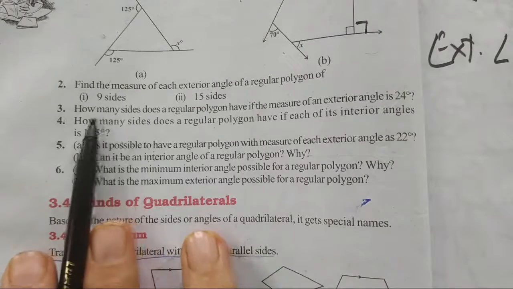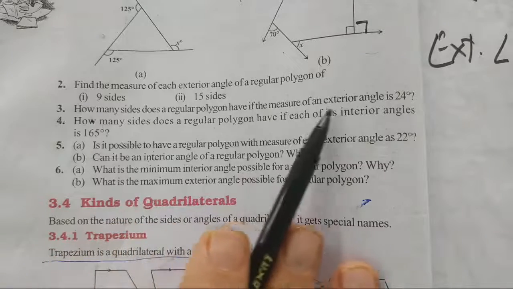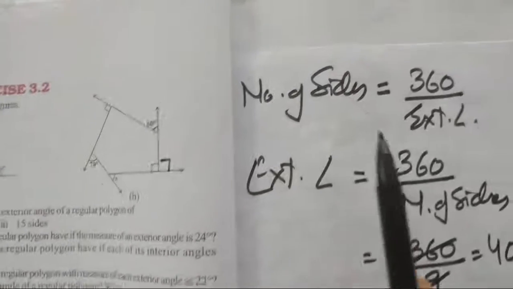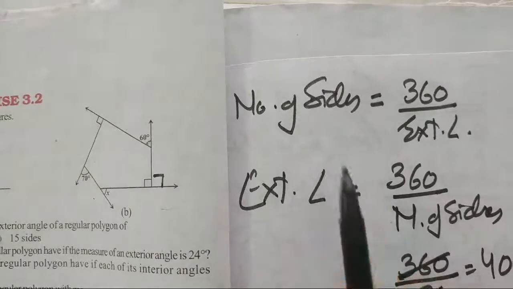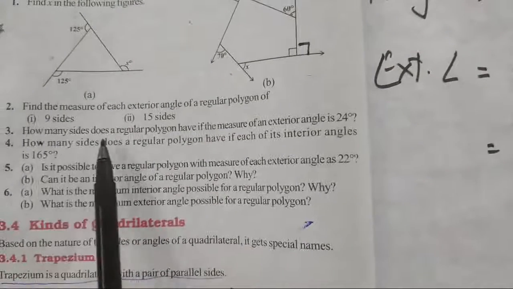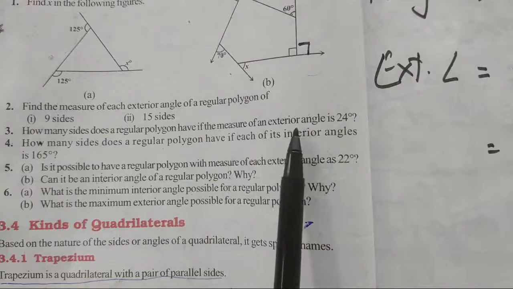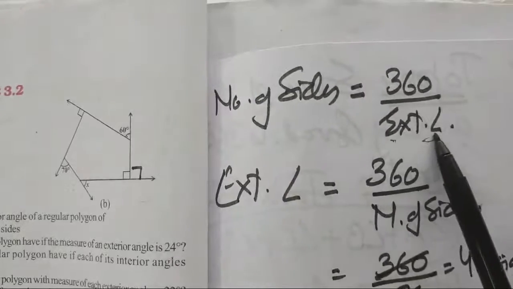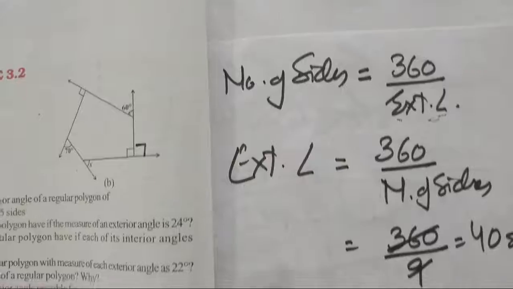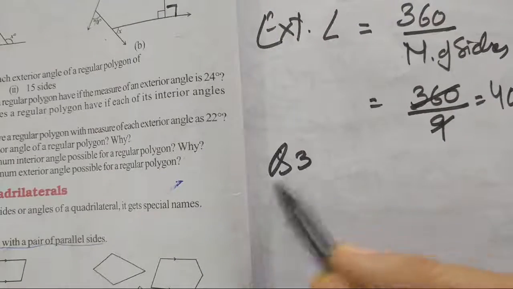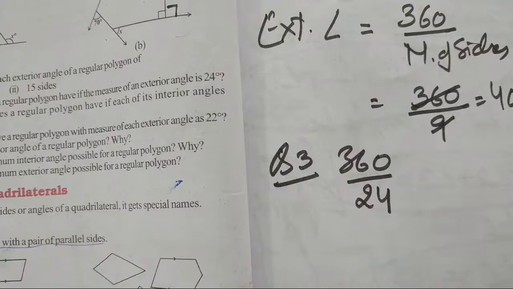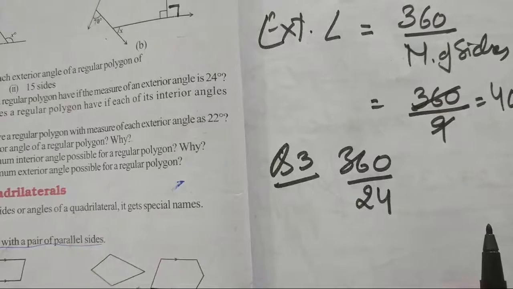And in question number 3, the same formula is to be used in reverse. How many sides? How many sides means you will use this formula. The formula is the same, only the position is interchanged. So question number 3 is: how many sides are there in a polygon whose exterior angle is 24? If the exterior angle is given, you will divide 360 by 24. This is question number 3. So you will write the formula first and then you have to write the answer.